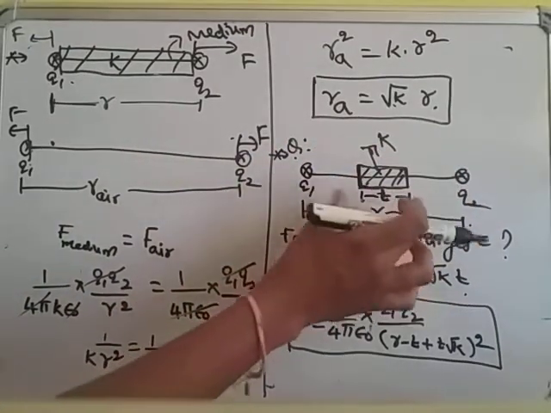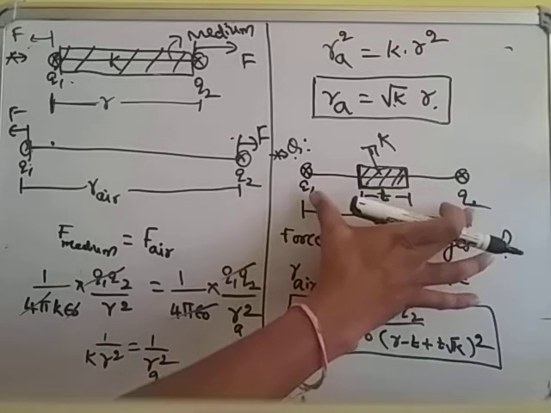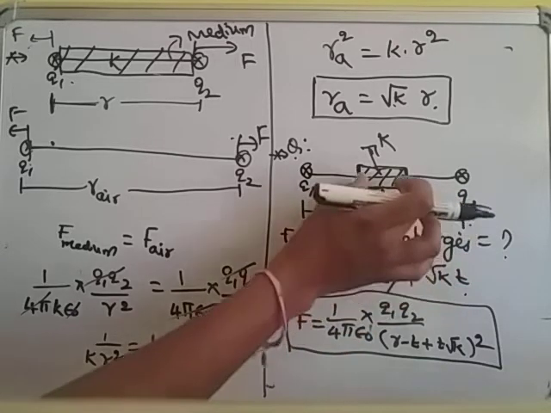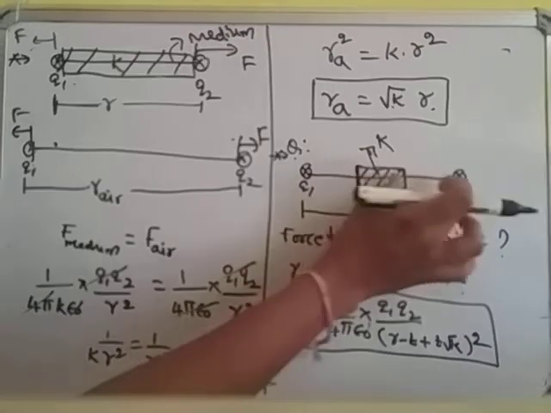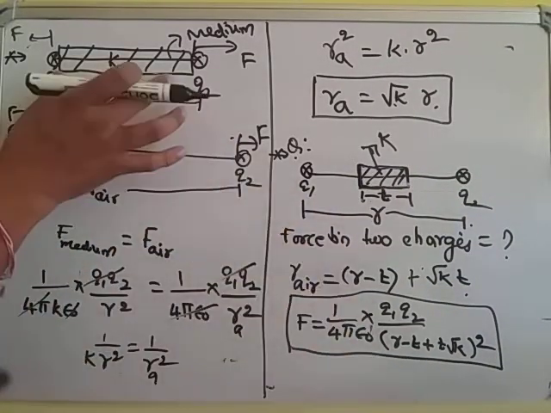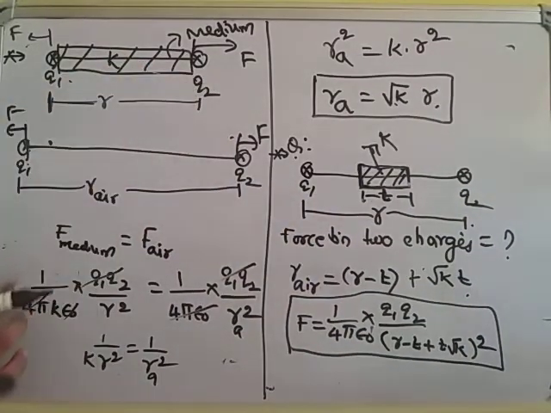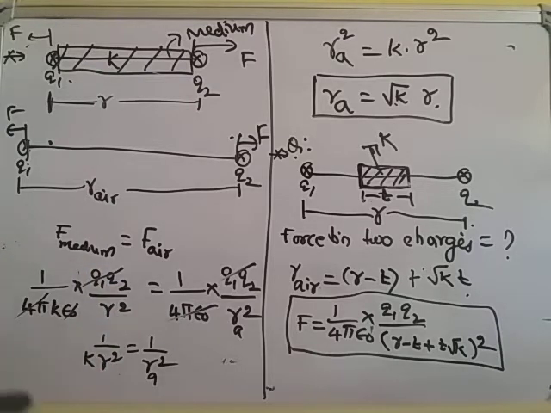Here the dielectric slab is not completely filling the space between two charges. A part of the space between the two charges is filled with the dielectric, and the remaining part is air. At that moment, this formula we have to use. And if completely filled, then we use the formula 1 by 4 pi epsilon naught k epsilon naught q1 q2 by r square. This is one application.